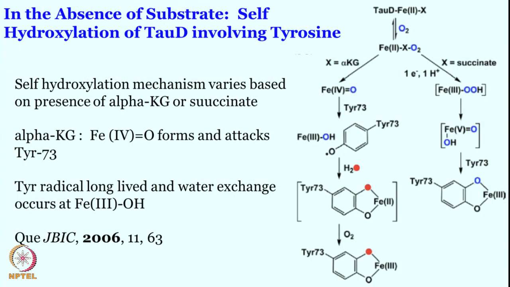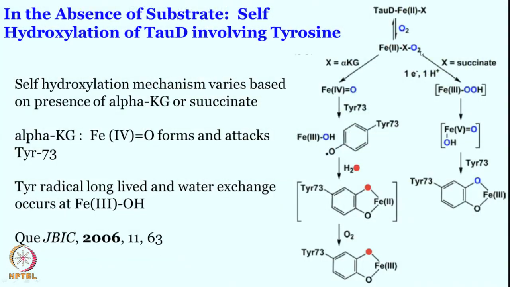Now, we will try to see one of the other aspects which we mentioned earlier, and that is, in the absence of the organic substrate, for example, in TauD when taurine is absent, what happens to the tyrosine? Because tyrosine, as you have seen in the crystal structure, is appended right close to the active site. Is the tyrosine going to participate in the reaction in the absence of the natural substrate, that is taurine for TauD, right? Well, the answer, as we have briefly mentioned, is yes, phenol is going to participate in the reaction, but what happens to phenol?